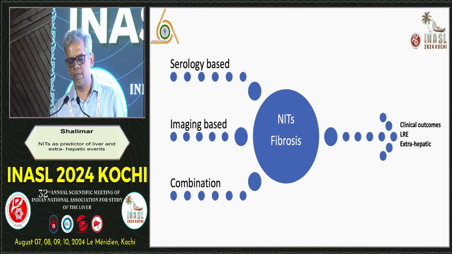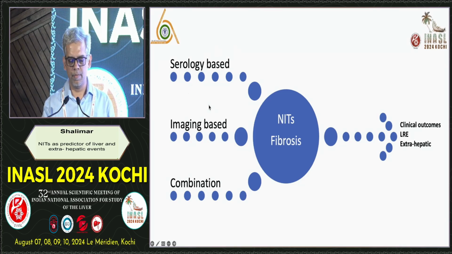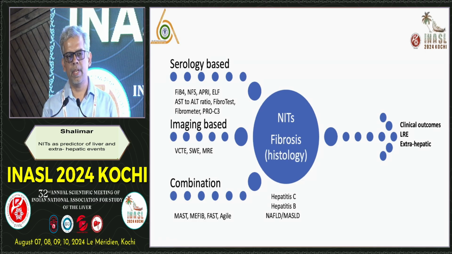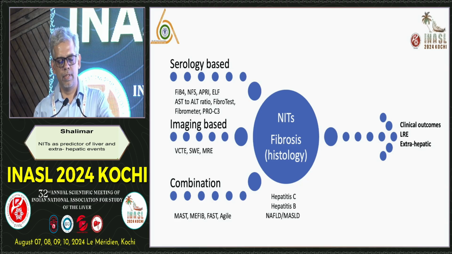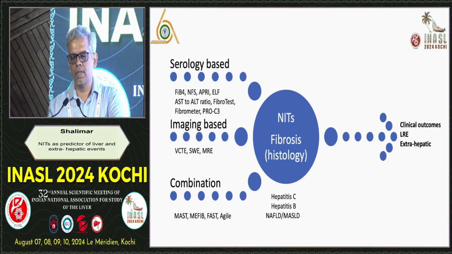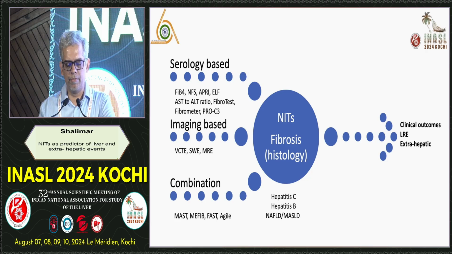The NITs have been developed. They are either serology based, imaging based, or a combination of these. The serology based NITs include FIB4, NFS, APRI, ELF, AST to ALT ratio, FibroTest, FibroMeter, and Post-C3. Imaging based NITs include VCTE, or FibroScan, shear wave elastography, MRE, or a combination of scores which have come up recently that includes MAST, MEFIB, FAST, and AGILE scores.